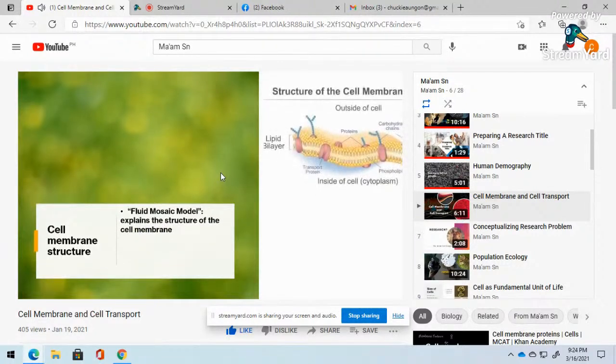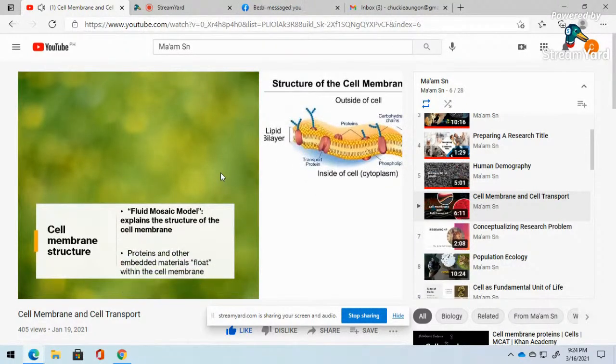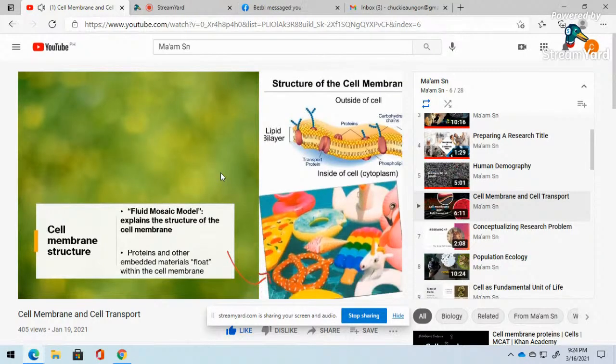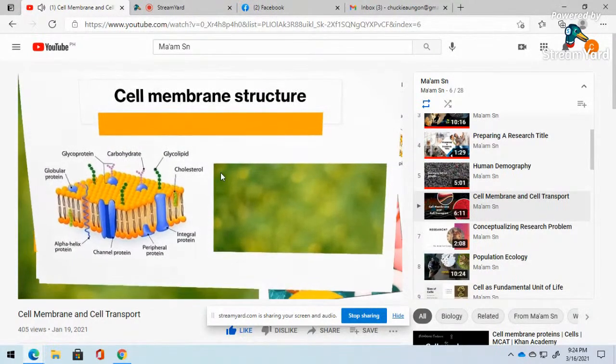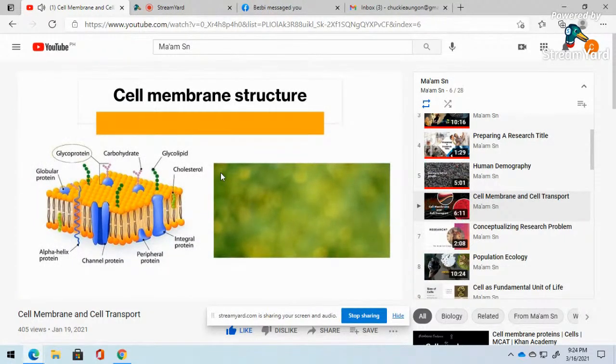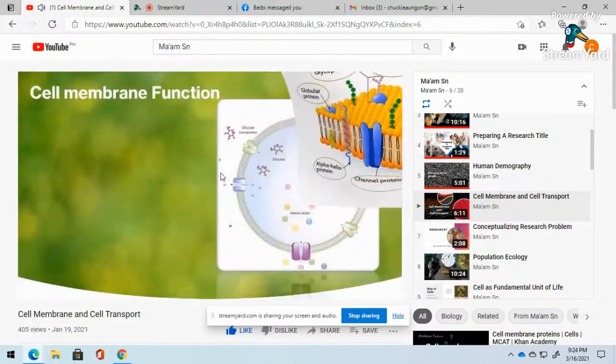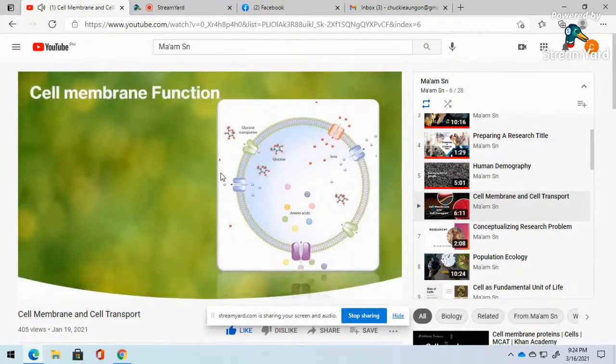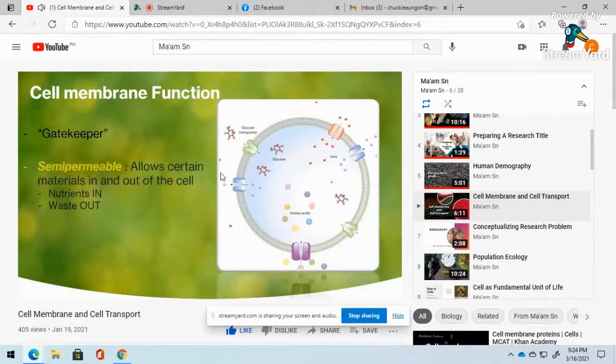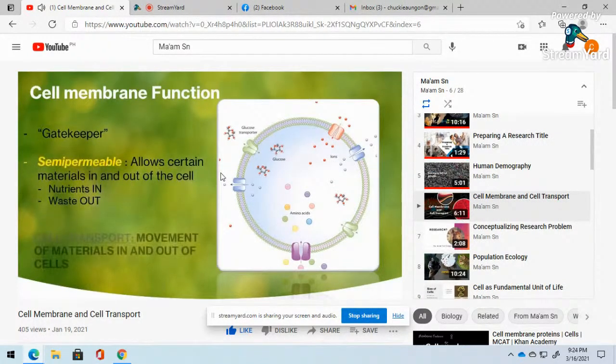The fluid mosaic model explains the structure of the cell membrane. The cell membrane structure is composed of glycoprotein, carbohydrate, glycolipid, cholesterol, integral protein, peripheral protein, channel protein, alpha helix protein, and globular protein. The cell membrane's function is as a gatekeeper that allows certain materials in and out of the cell.